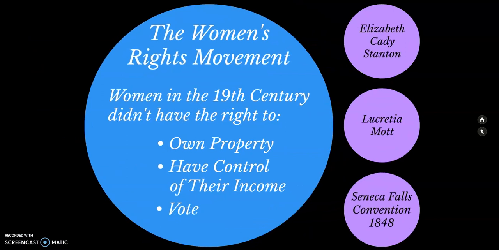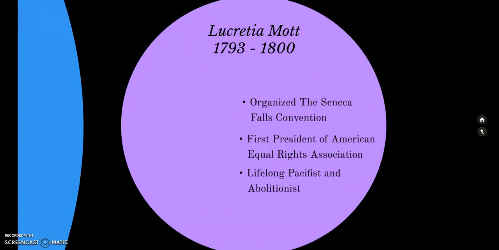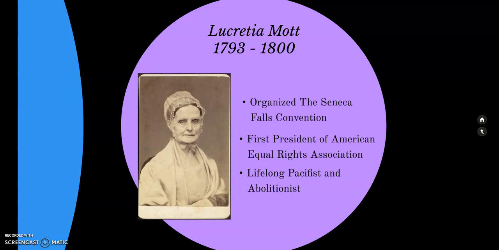Lucretia Mott. Lucretia Mott also helped organize the Seneca Falls Convention. She was the first president of the Equal Rights Association, and she was a lifelong pacifist and abolitionist.